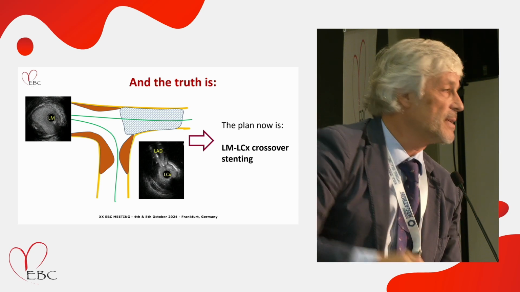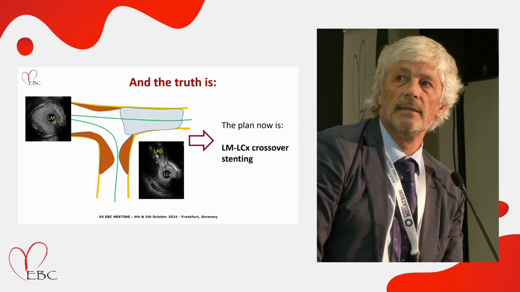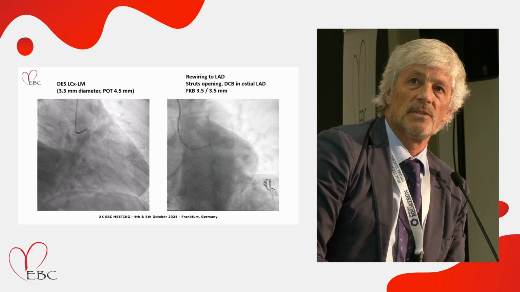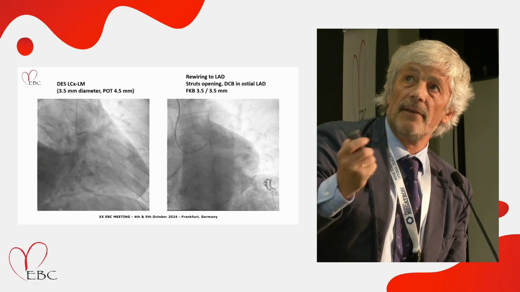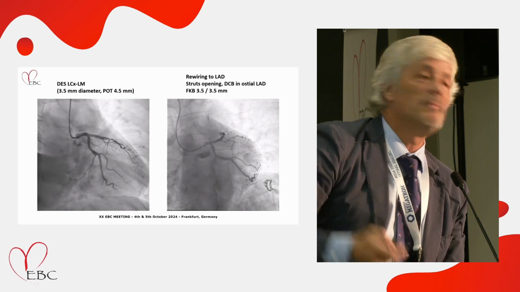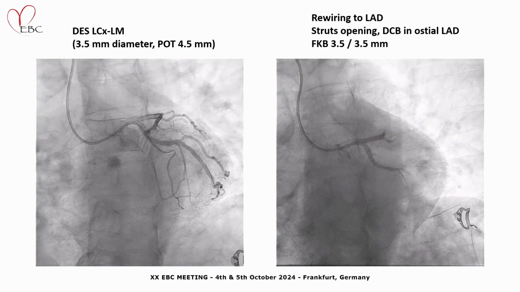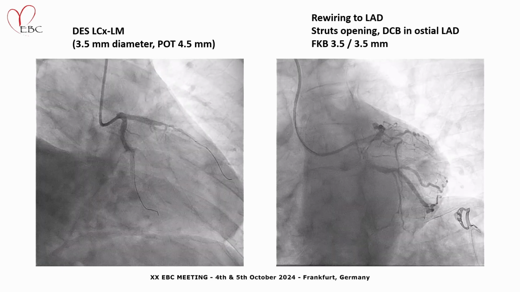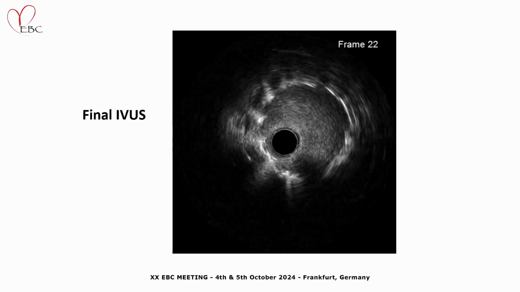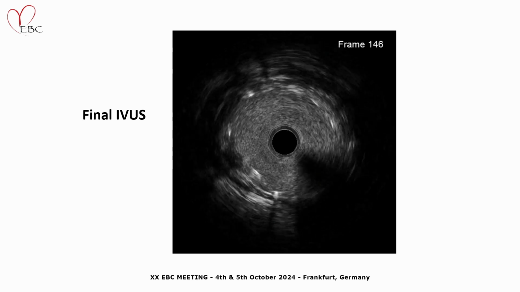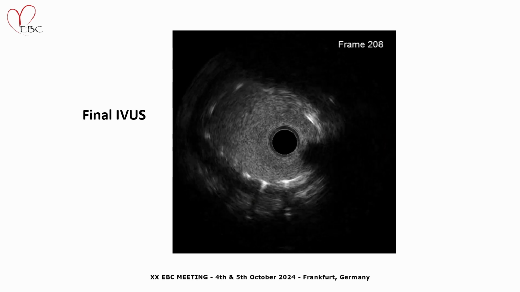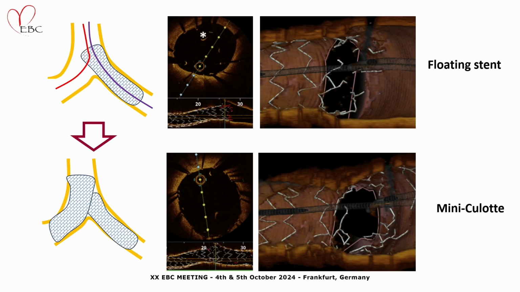So the strategy in this case is crossover stenting from left main to circumflex, is what we did, with 3.5, POT with 4.5, and then struts opening, and again the DCB to LAD is what I cannot give you any evidence for, but I like to do that. And finally, the kissing, and we have a final IVUS with a very good result, which is a polygon of confluence, where you see perfectly a huge lumen and the two stents now.